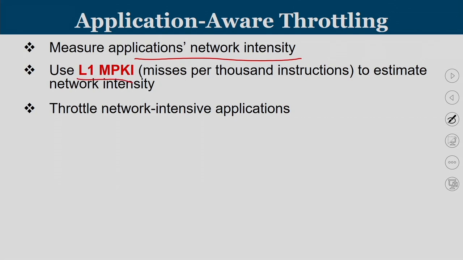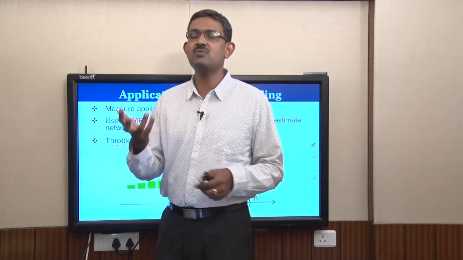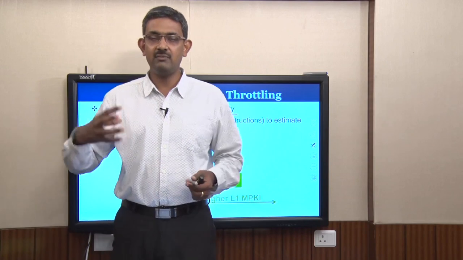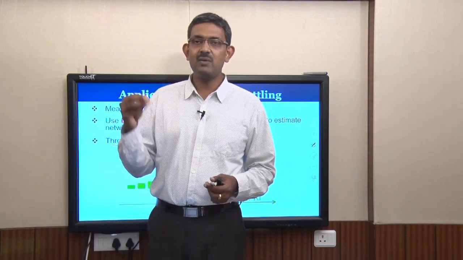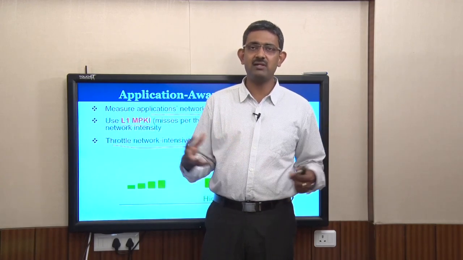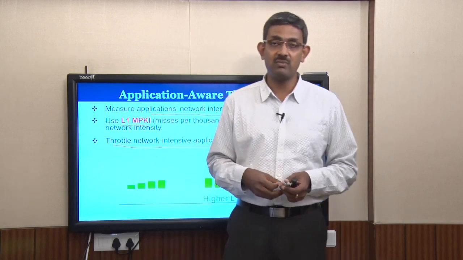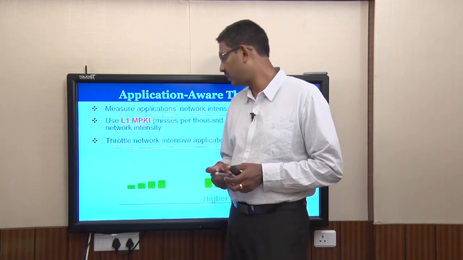And one such parameter is called MPKI, misses per kilo instruction. So, use L1 MPKI, misses per kilo instruction, to estimate network intensity and throttle network intensive applications. So, how are you going to compute? Essentially, we have to find out the number of cache misses that each tile is going to generate, record it maybe in a hardware counter, and exchange these values with some central controller. So, every tile may be associated with some counters. Whenever a packet is generated into the network, these counters are updated, and at regular intervals these counter values are collected to find out which of these tiles is generating more misses, take some conclusion and report it back to them.